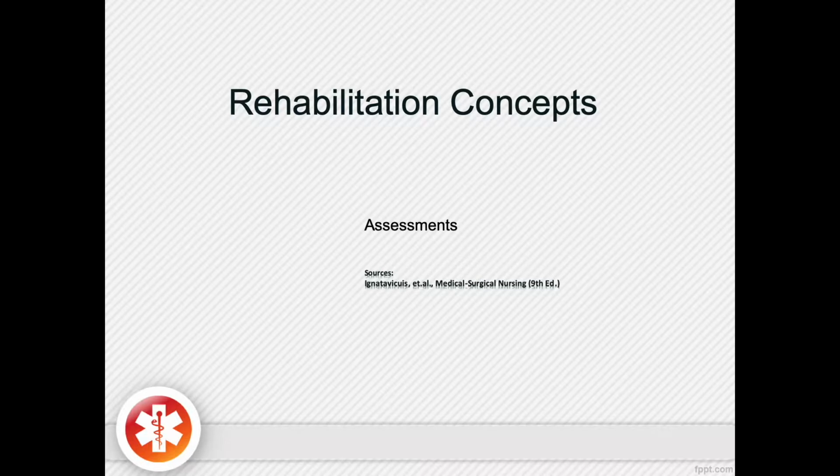And in today's episode, one of the rehabilitation episodes, we're going to look at the assessments required by the rehabilitation nurse in order to provide quality care for their patient. Sources for this episode include Iggy's Medical Surgical Nursing 9th edition and Soul's Introduction to Critical Care Nursing 7th edition.